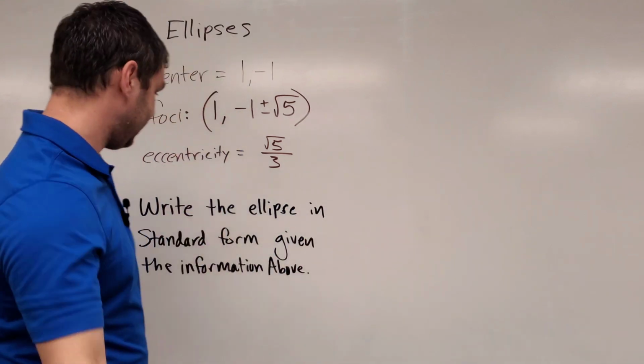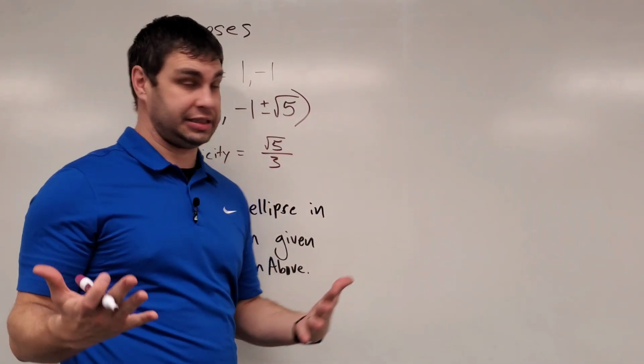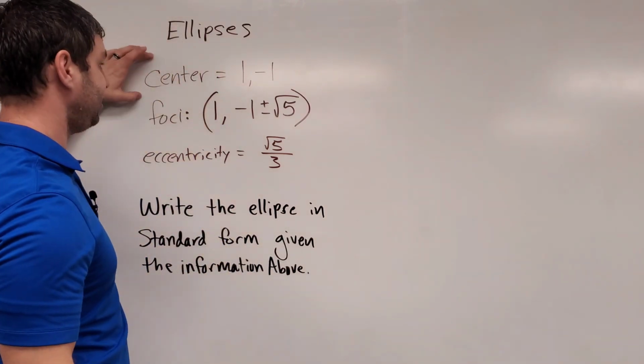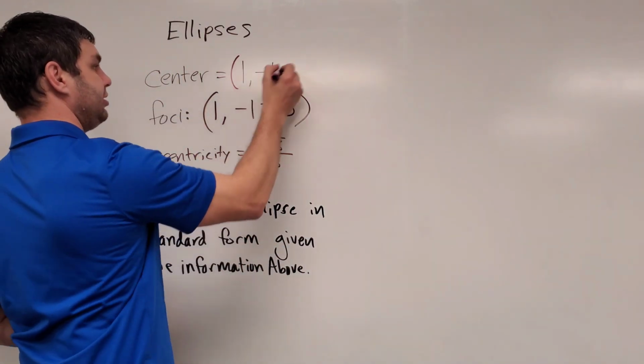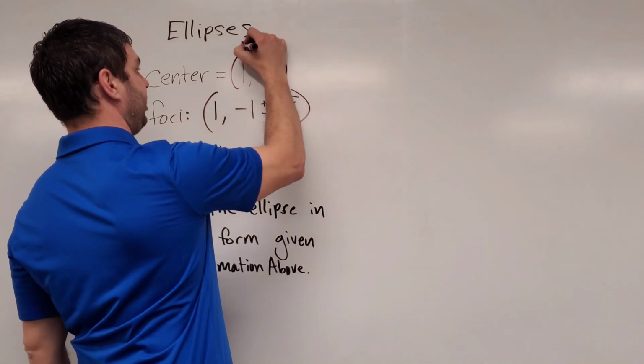All right, in this problem, it says to write the ellipse in standard form given the information above. So what does it tell us? It tells us that it's going to have a center at (1, -1). That's going to be our h, k. All right, h and our k value.